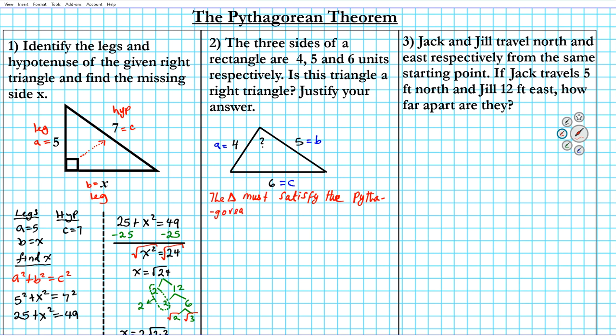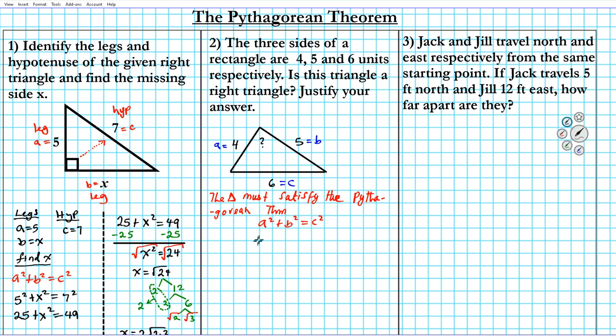Pythagorean theorem, which is a squared plus b squared equals c squared. So if we fill in this equation with a squared plus b squared equals c squared, if we have a true statement, then it passes the test and it's a right triangle. If it's not, it fails the test and is not a right triangle.